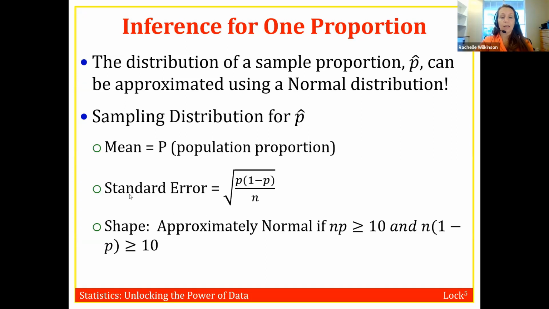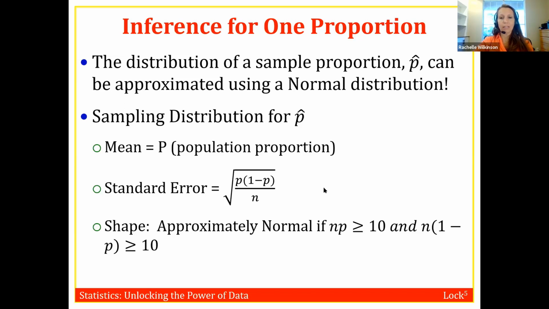And the standard error of the sampling distribution can be calculated using this formula here: square root of p times 1 minus p over n. And the shape is going to be approximately normal if the sample size is large enough such that n times p and n times 1 minus p are both greater than or equal to 10.